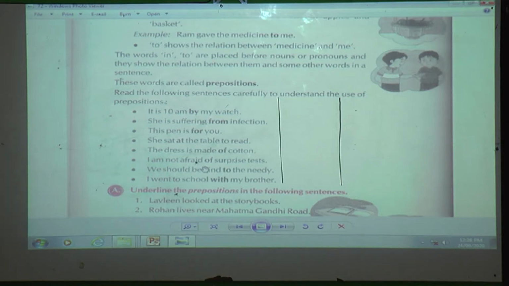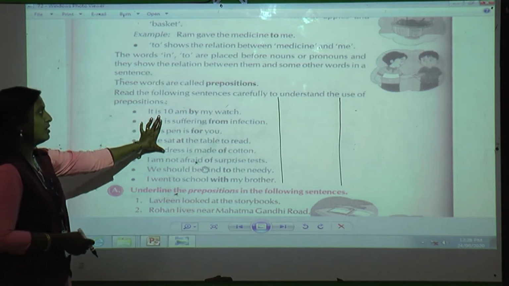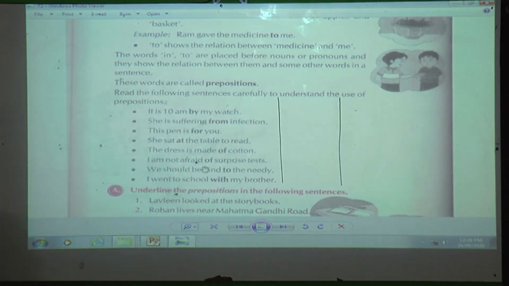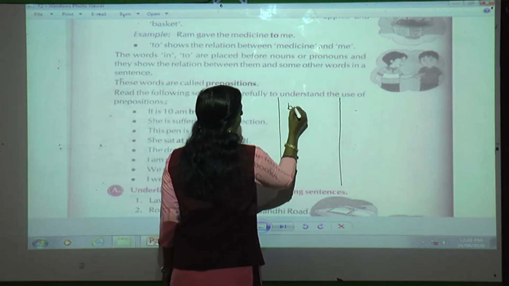Okay, first, it is 10 a.m. by my watch. It is 10 a.m. by my watch. Now if you see, 'it' is what? Yes, it is a pronoun. This is what? It is a verb. So watch is a noun. So 'by' is what? Preposition. So we can say that 'by' shows the relation between the noun and pronoun. So I will copy here B-Y, by.